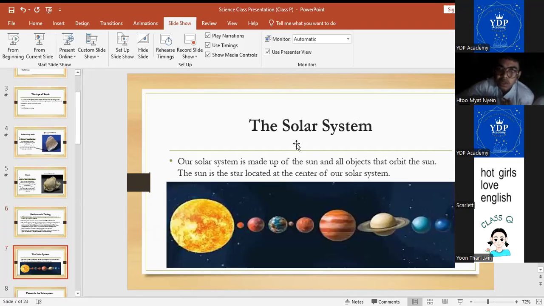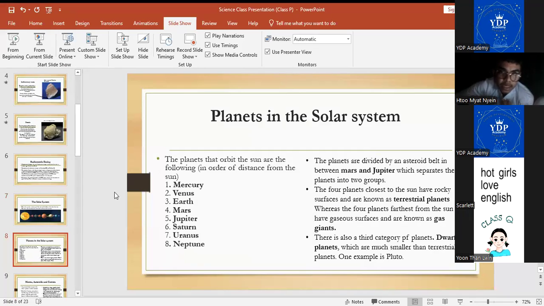The next one is the solar system. Our solar system is made up of the sun and all objects that orbit the sun. The sun is the star located at the center of our solar system, as you can see in this picture. Planets in the solar system. The planets that orbit the sun are the following in order of the distance from the sun. They are as follows: Mercury, Venus, Earth, Mars, Jupiter, Saturn, Uranus, and Neptune.